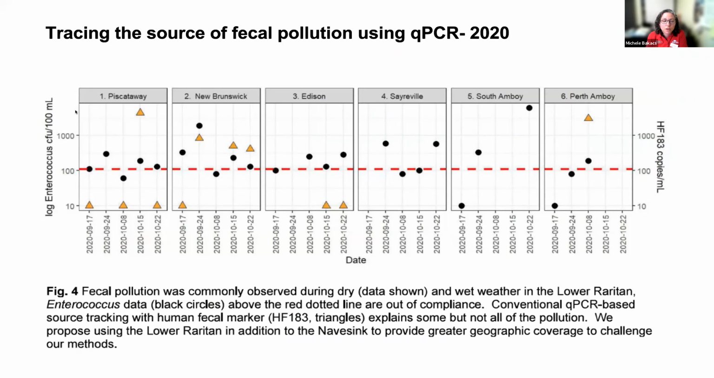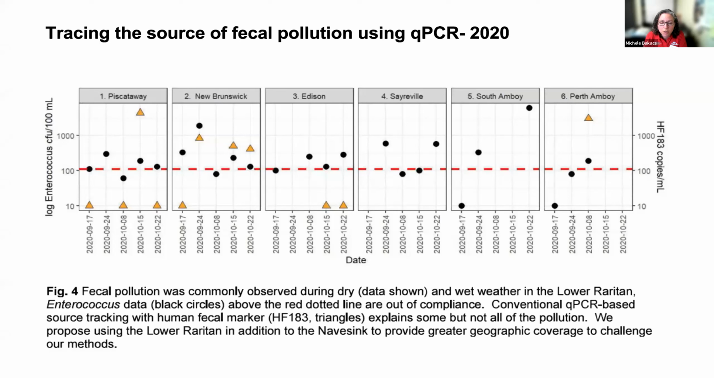And these results are looking from our first site in Piscataway, which is all the way upstream, to our more downstream sites. 5 and 6 are our more downstream sites. And in 2020, we took samples to the lab for them to do the qPCR analysis.